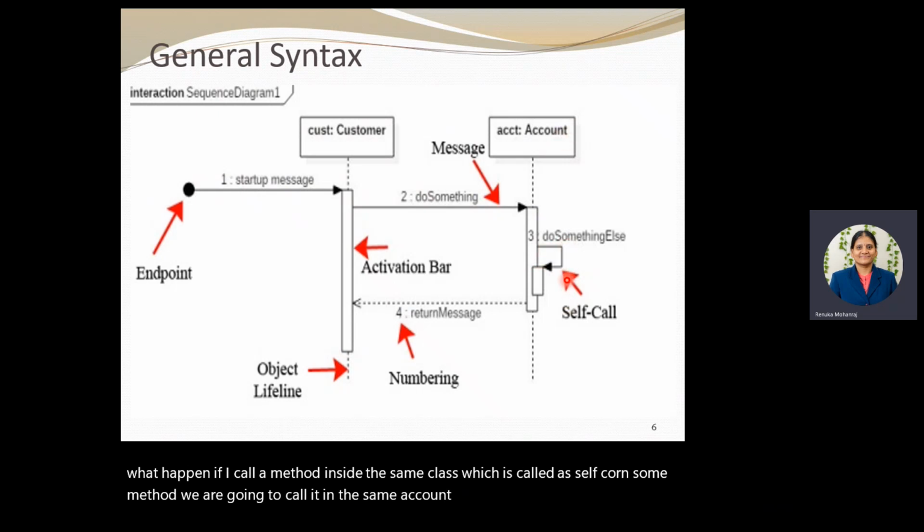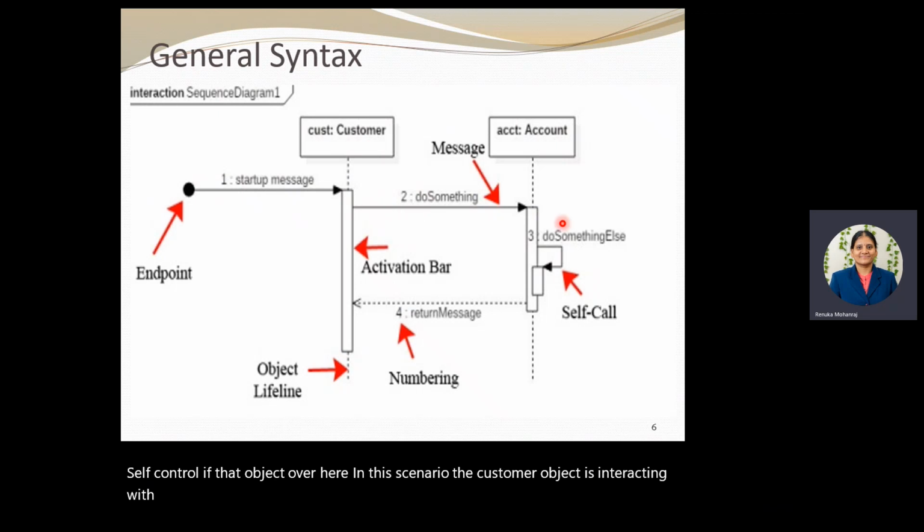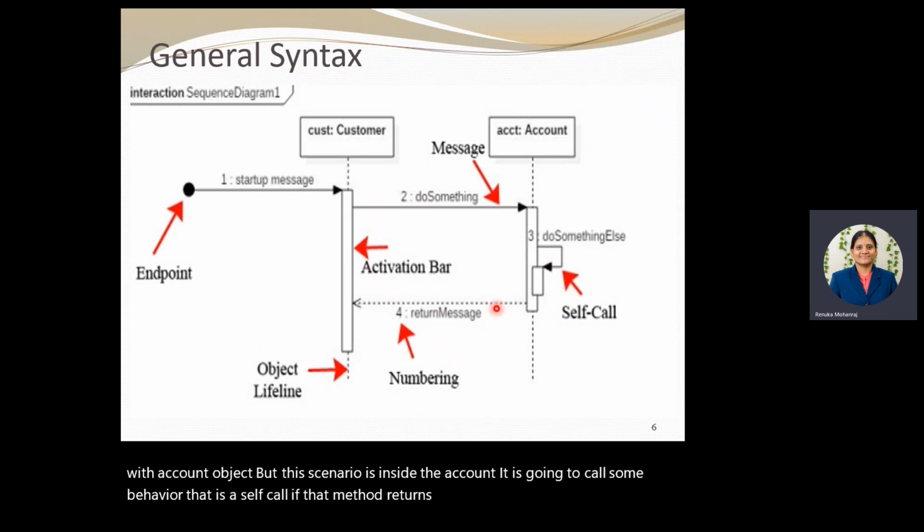So that will be shown as a self call. In this scenario, the customer object is interacting with the account object. But this scenario is inside the account, it is going to call some behavior, that is a self call. If that method returns some answer, that will be shown as a dotted arrow. That is a return message.